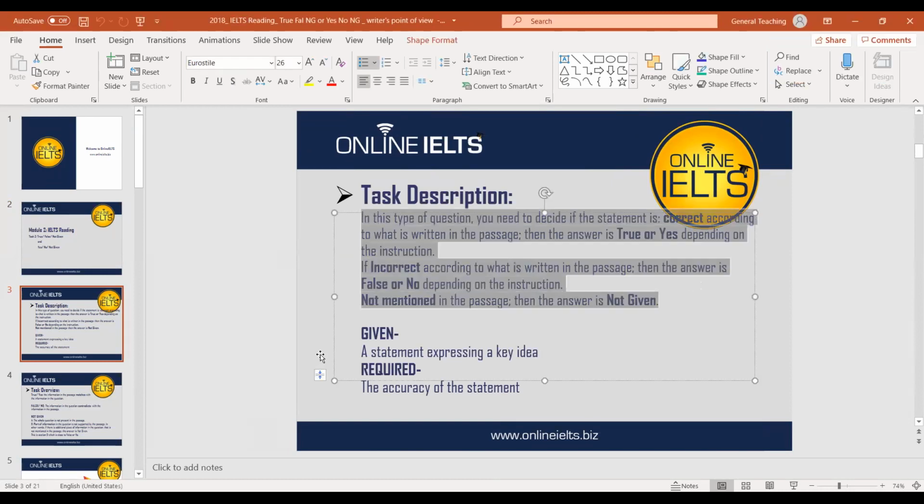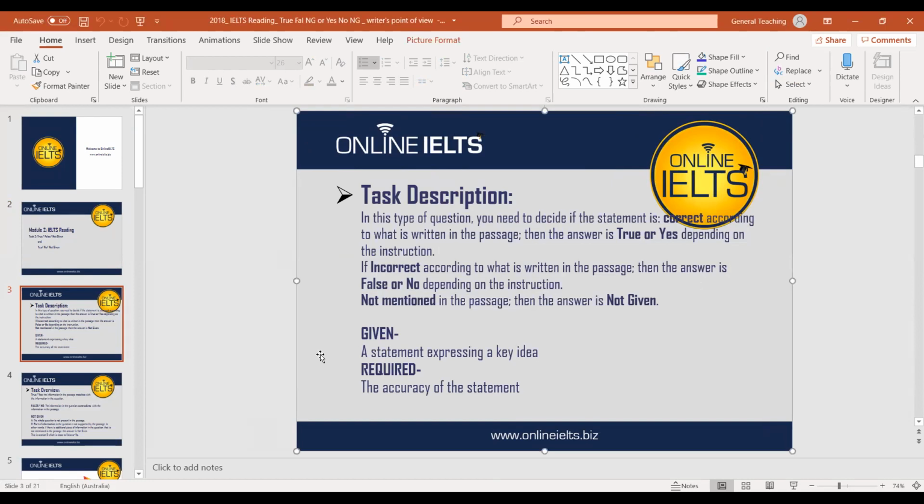Okay. Task description. In this type of question, you need to decide if the statement is correct according to what is written in the passage. Then the answer is true or yes, depending on the instruction. If incorrect according to what is written in the passage, then the answer is false or no, depending on the instruction. Not mentioned in the passage, the answer is not given. Good, beautiful. Thank you, Andrea.